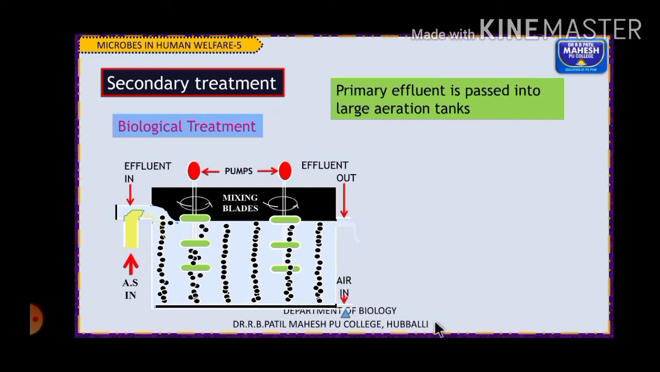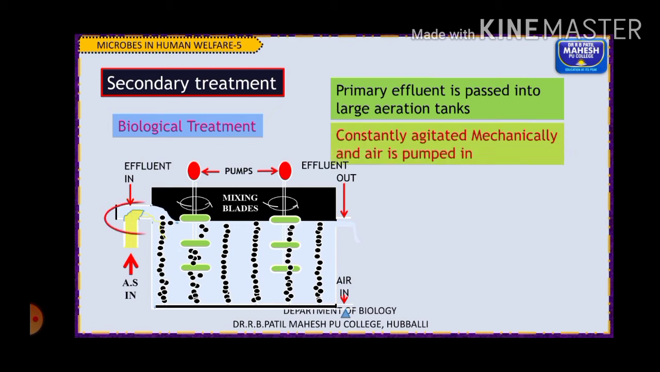Okay, so whatever you are seeing here is called the aeration tank. The primary effluent is made to pass through this aeration tank. This is the inlet of it. Here the effluent is made to pass inside. Then from there it is constantly, mechanically agitated; the water is continuously made to rotate with the help of the pumps and the mixing blades. So constantly it is agitated.